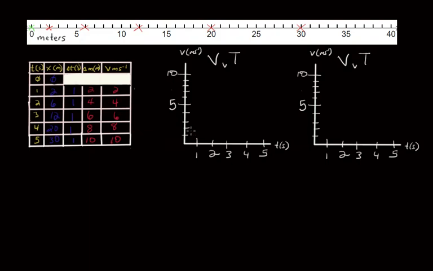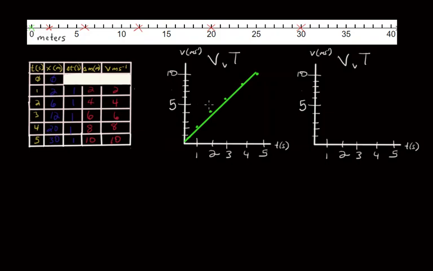So basically, at 1 second, I was going 2 meters per second. At 2 seconds, I was going 4 meters per second. At 3, I was going 6. At 4, 8, and at 5, I was going 10. I don't know if I drew that very well, but then I drew a straight line, and it should have looked something akin to that.